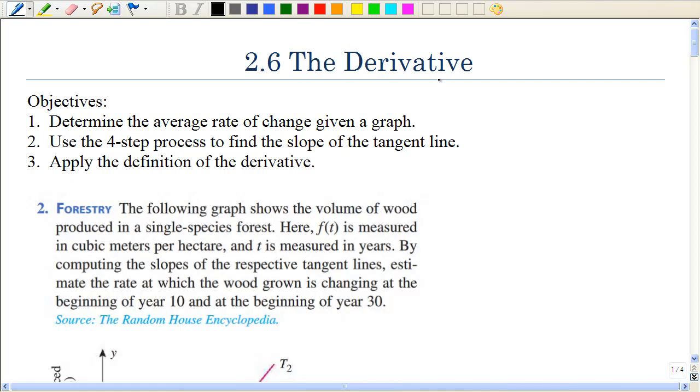Alright, in section 2.6 we're finally going to get to some calculus called the derivative. The first thing we're going to look at is the average rate of change given a graph. Now that sounds very fancy, but all that is the slope of a tangent line. And I want you to remember that throughout this lesson. The book calls this a four-step process to find the slope of the tangent line. We can shorten that. And then we're going to use the definition of the derivative in some particular problems.